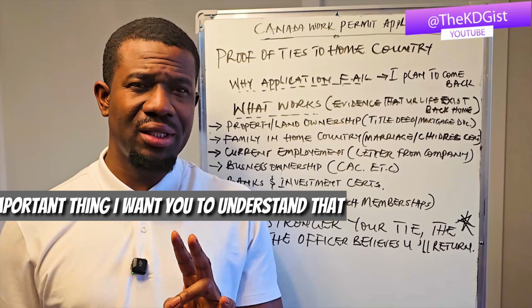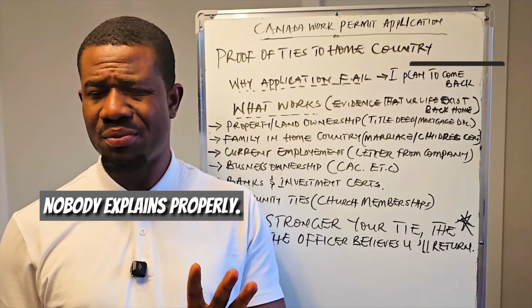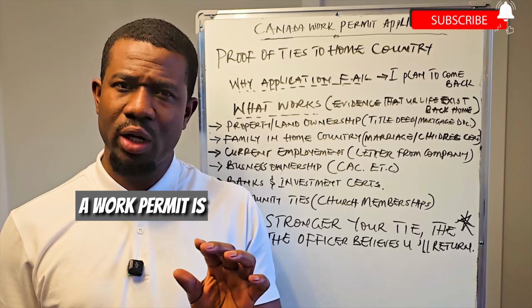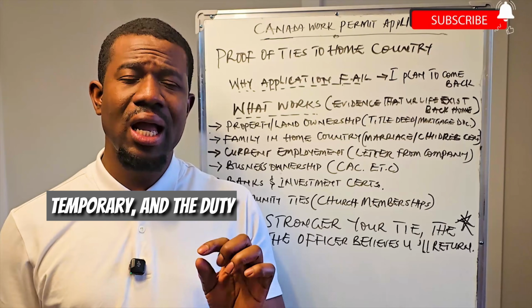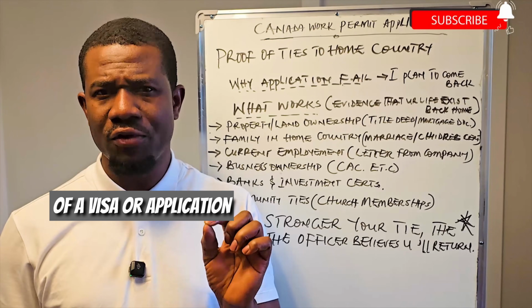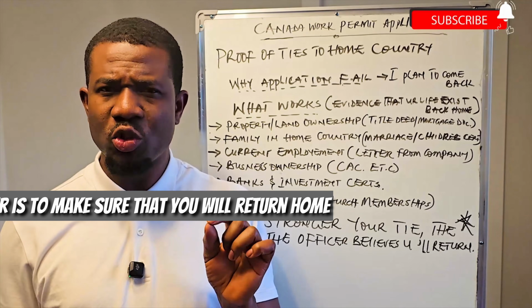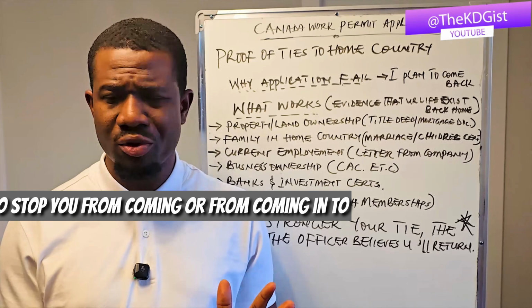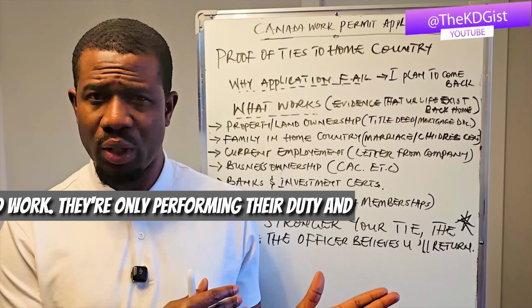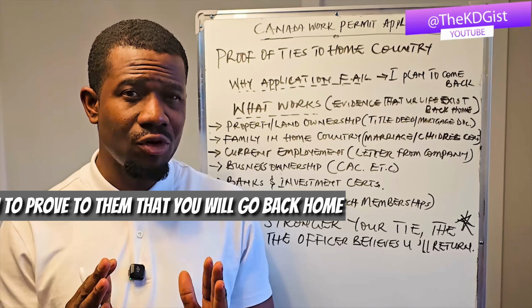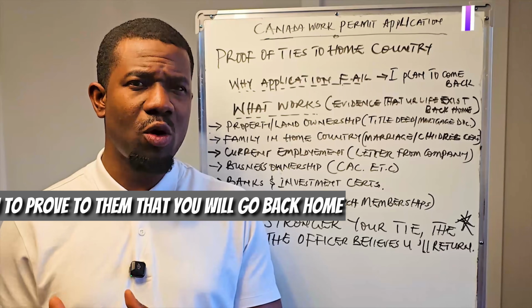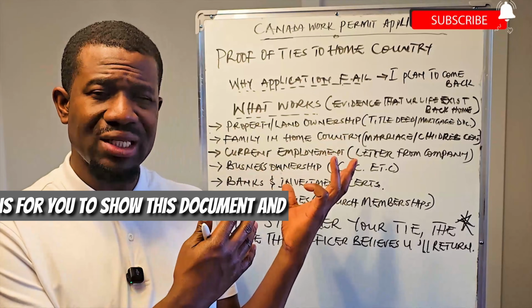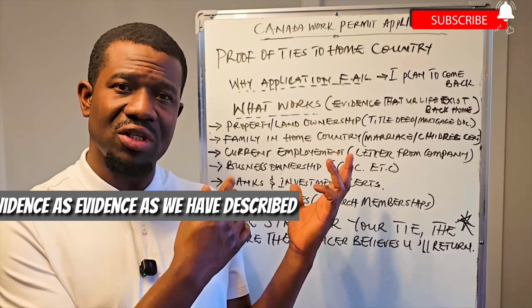So here is the important thing I want you to understand that nobody explains properly. A work permit is temporary, and the duty of a visa or application officer is to make sure that you will return home when your permit expires. They're not trying to stop you from coming to work. They're only performing their duty, and for you to prove to them that you will go back home, you show these documents as evidence, as we have described above.